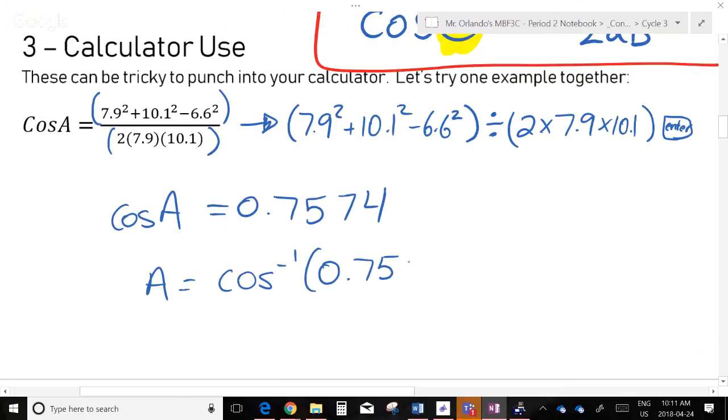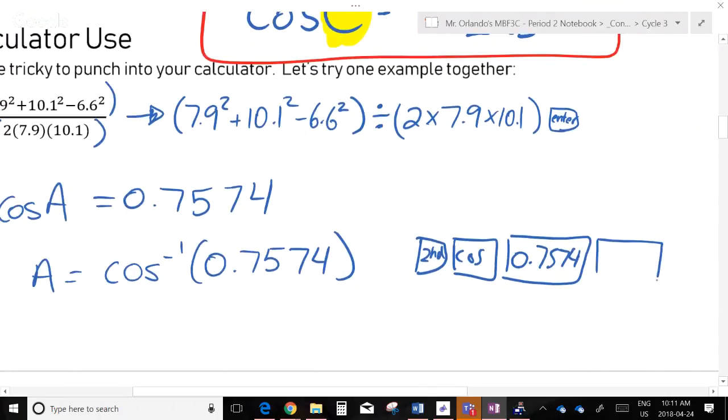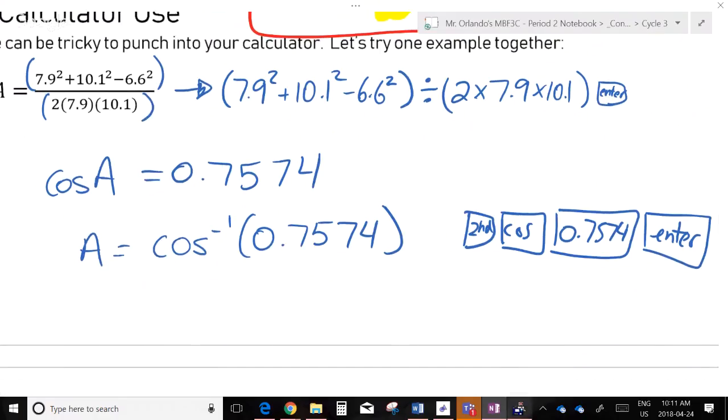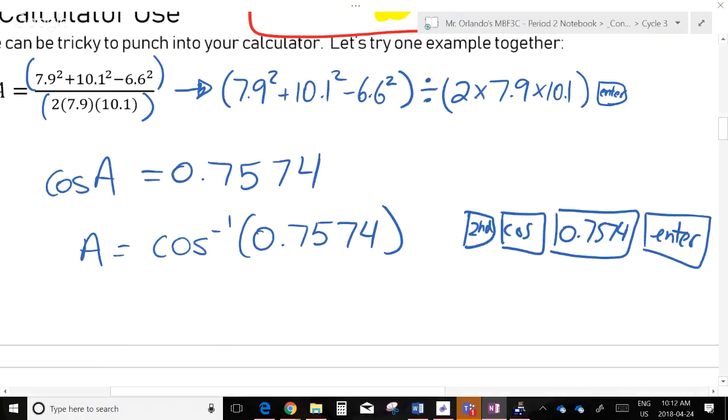Oh, and on your calculator, that will be second function cos, and then 0.7574, and then enter. And you have to make sure that your calculator is in what mode? Very important, it's set to degrees, right? If it's set to radians, you'll get a crazy nonsense number. So we can say the second function, the cosine of that answer, and I got 40.8 degrees. Did you get the same? Okay, so show me, let me see what you're doing. Yeah, if you say 41 degrees, that's great.